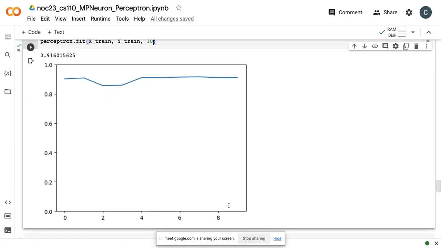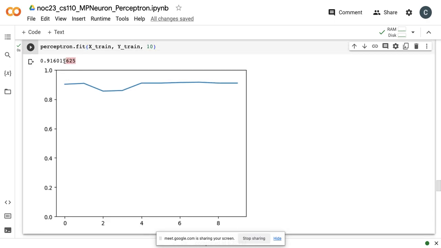Now you can see that our accuracy has improved a little bit more. From 90.8 it has gone up to 91.6. I am just multiplying this value by 100 to tell you that. This graph shows, for each epoch, what my accuracy is over all the epochs. It tells me the maximum accuracy I achieve for each epoch.